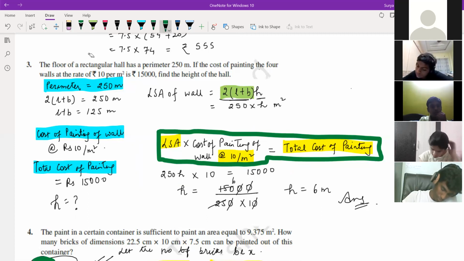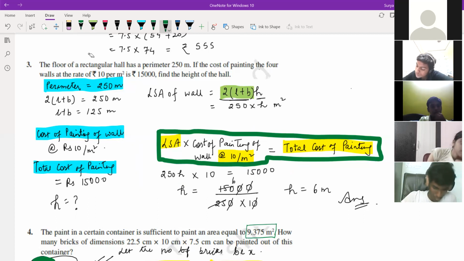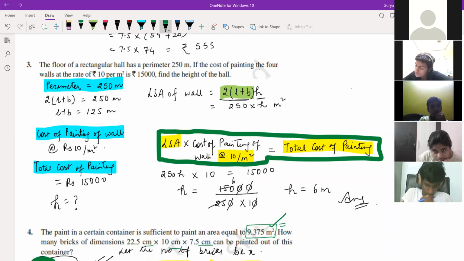All of you try to understand here. The paint of a certain container is sufficient to paint 9.375 meter square. The same surface area should be for the brick also, right? So how many bricks of this dimension can be painted? This is given in meter square, this is given in centimeter. So first you have to convert everything into centimeter or everything into meters, right?